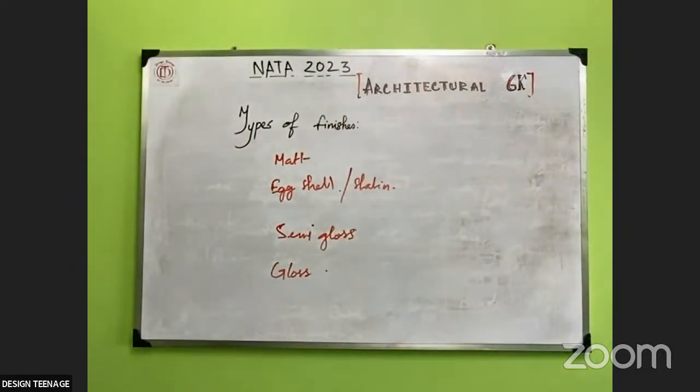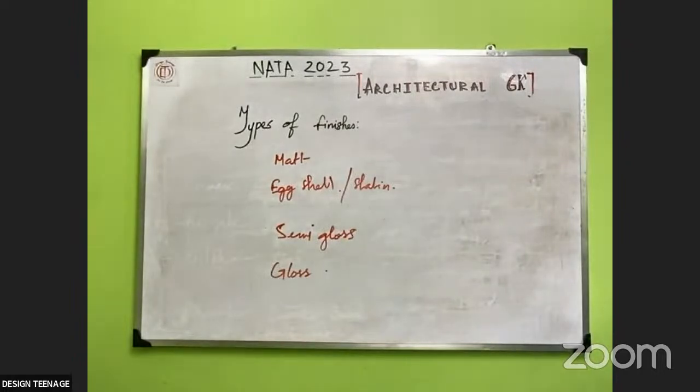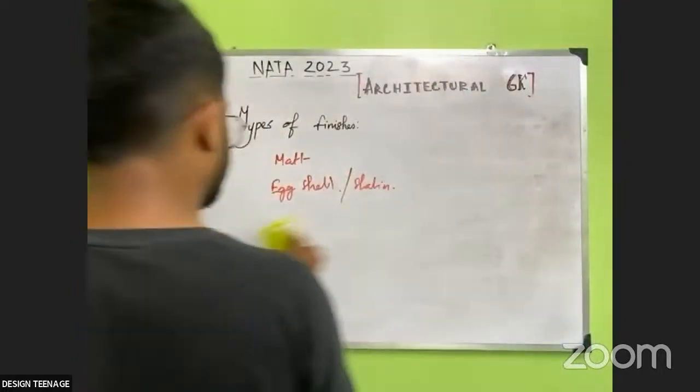Clear? Now that's all about our discussion of material study in terms of architectural GK. Now we have one more important thing about architectural GK, which is: what are the structures which we should know about? In terms of Indian structures, or foreign structures, some structures which you should know about.